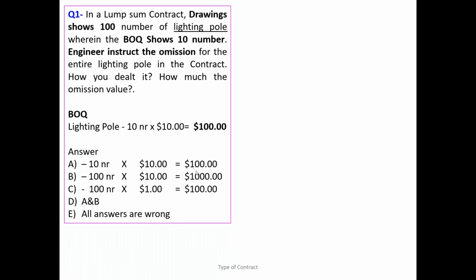Now let me ask you another question. Since people are still trusting that answer A may be the right answer, now you want to omit 50 lighting poles. Are you going to omit 50 or 500? You can't omit 500, right? 50 is half of the scope of work. That means you are going to cut by half. So can you pay more than the agreed amount? Do you understand? So is everybody clear now?